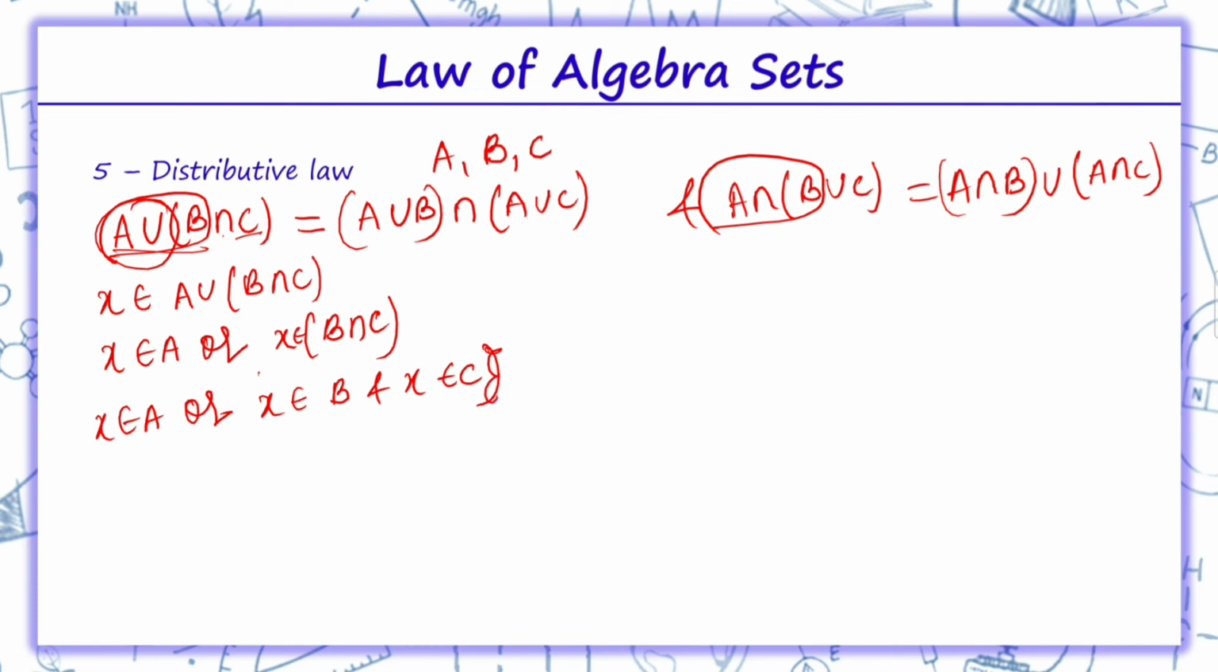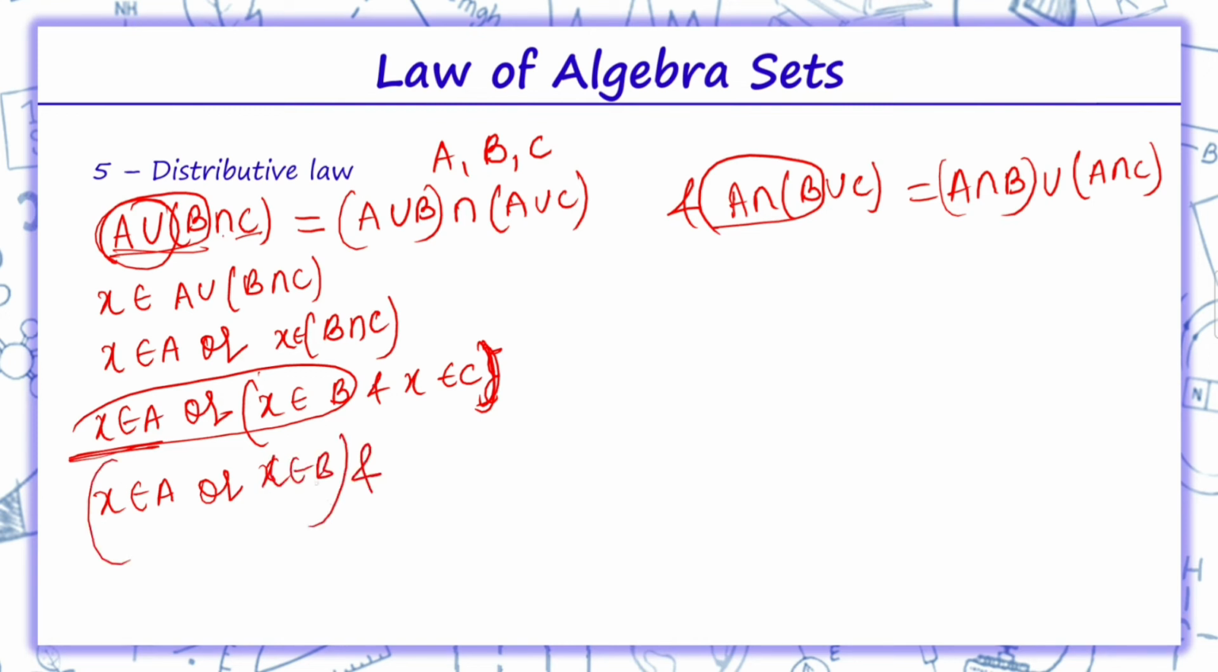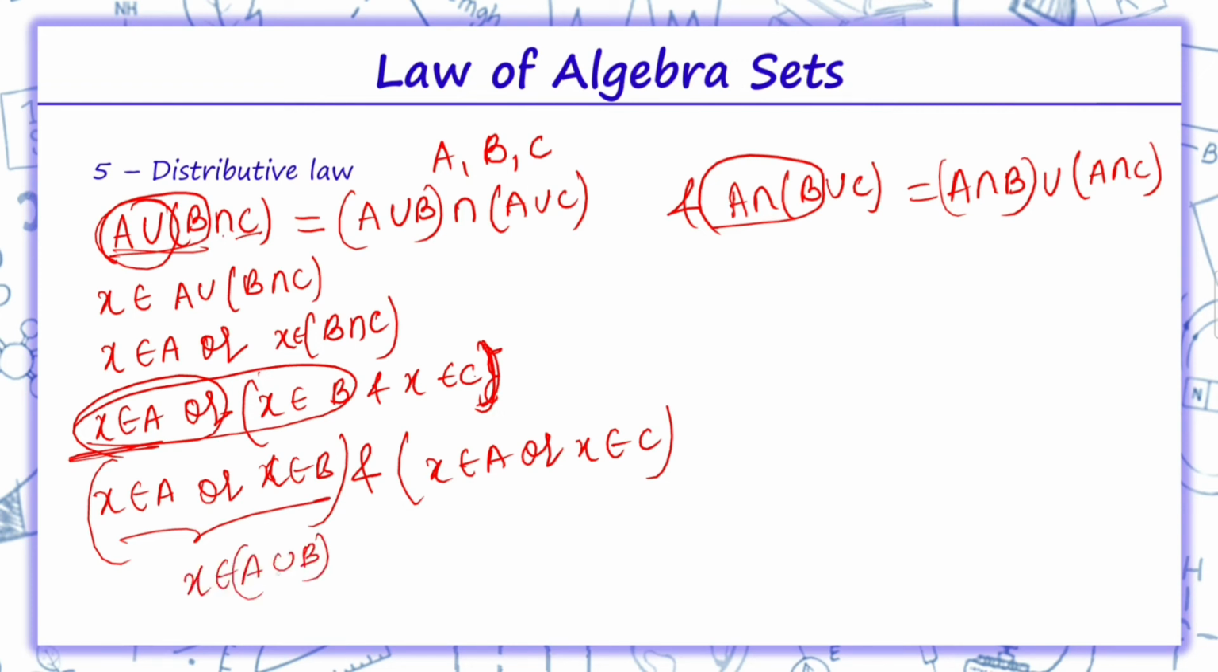Now this will be written in one bracket, like this. So we'll now multiply it. So we'll do like this. X belongs to A or X belongs to B. This will come over here, and then again the same term, X belongs to A or X belongs to C. So this can be written as X belongs to A union B. And over here we can write X belongs to A union C.